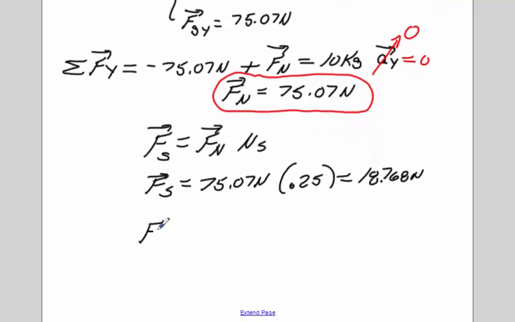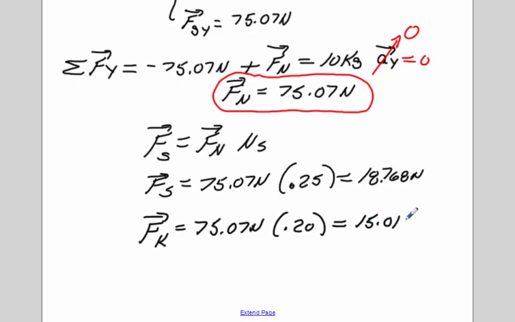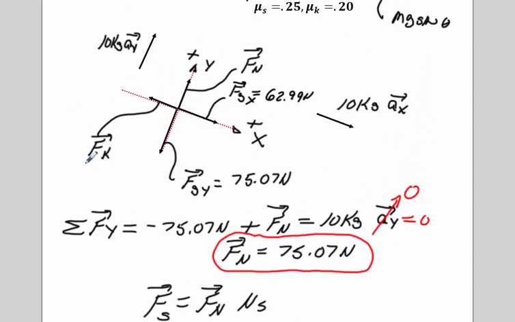Now kinetic friction is just going to be normal times mu of k. It does not vary. So I get 75.07 newtons times my coefficient of kinetic friction, which is 0.20. That's going to give me a value of 15.01 newtons here. I will go back to my free body diagram, and I will put that value in as equal to 15.01 newtons.